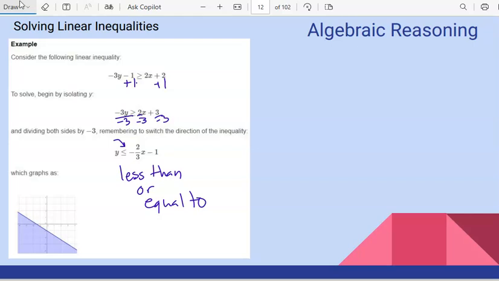The graph would look like this. To start off the graph, plot the y-intercept, which in this case is (0, -1). From there, we know that it's a solid line since it has an equal to sign on it. So it's the equal to part that makes it solid. If it didn't have the equal to part, it would be a dashed line.